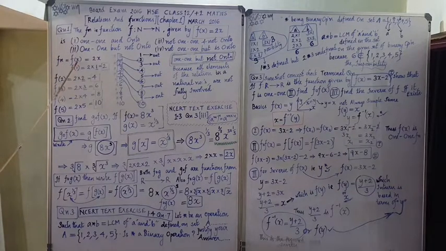F of x means if you put 0, 2 into 0, F of 0 is 0. F of 1 is 2 into 1, that is 2. F of 2 is 2 into 2, F of 3 is 2 into 3, F of 4 is 2 into 4. That is all written over here. F of 2 is 4, F of 3 is 6, F of 4 is 8, F of 5 is 10.